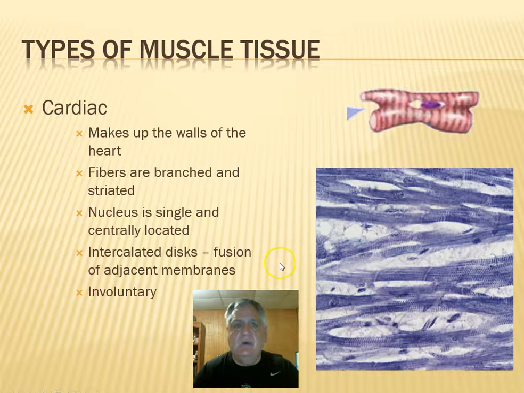Cardiac muscle tissue, like smooth muscle tissue, is also involuntary, so we don't have to think about it. Thank goodness. You know, you're taking an exam, you're working out, you're doing whatever you want to do, and you're not thinking about your heart. You don't have to go, oh my gosh, I forgot to make my heart contract. It's going to contract automatically, and it's going to be adjusted automatically based upon your activity.